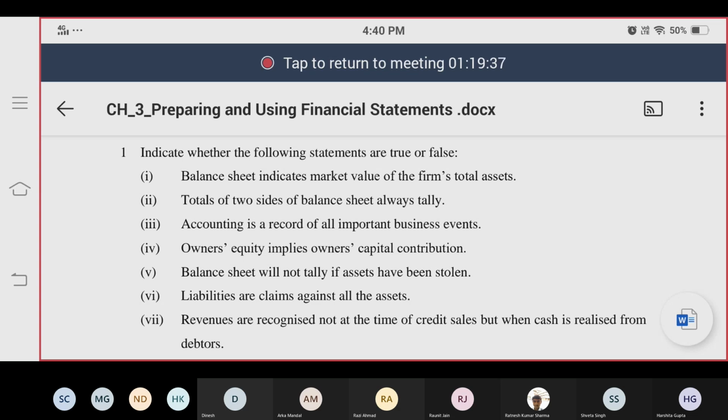Then liabilities are claims against all the assets. Who will take this? Hitesh, are you here? Hitesh Kumar? Yes, ma'am. Actually, ma'am, I think that... Hitesh, bata. Ma'am, it is a false statement, I guess. It is false. Why do you say that? Ma'am, the assets are claims against the liabilities, not the liabilities are claims.